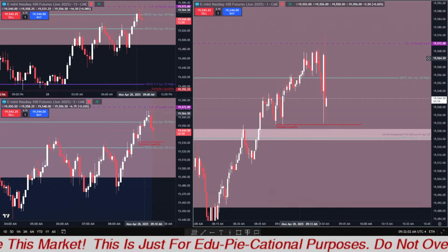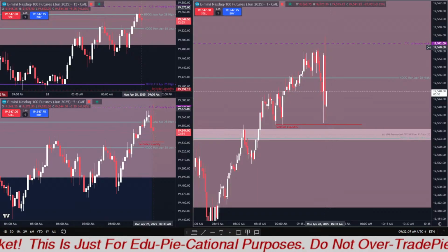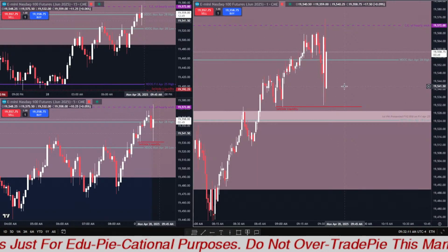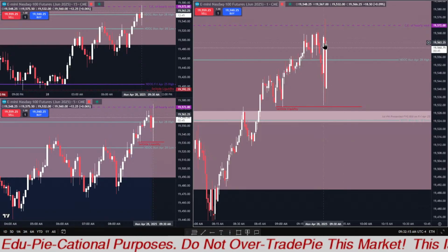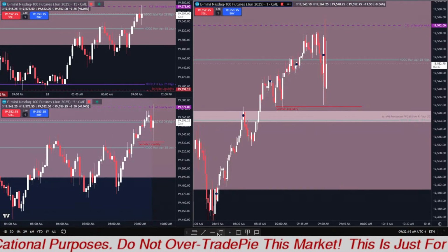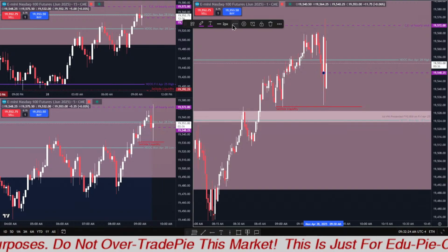Okay, we see after touching the level I mentioned, the market dropped suddenly, and now once again we are trying to reach this. This is the candle of the 9:30 open, and I would like to highlight this opening price.